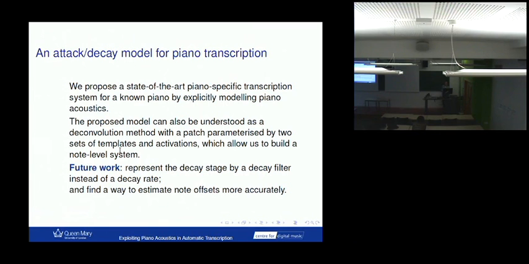In the future, we assumed the energy of a note decays exponentially, but from the work we did before, we know that each partial decays differently. So we want to model the decay rate by a decay filter to get better modeling of the piano note, and also try to find a way to estimate note offsets more accurately.